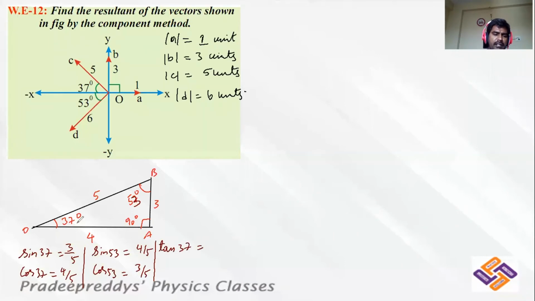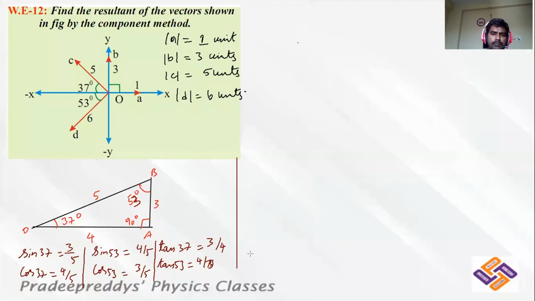Next, tan 37. Tan 37 is opposite by adjacent, it is 3 by 4. What about tan 53? Tan 53 is equal to 4 by 3. Right? These are the values which are fixed. So whenever you get these values in the problems, you can directly substitute them. I will not remind this again. You need to remember all these angles so that you can directly substitute when we are solving problems.